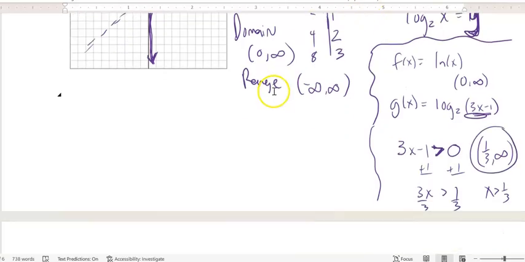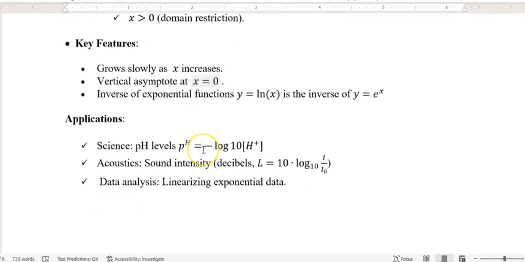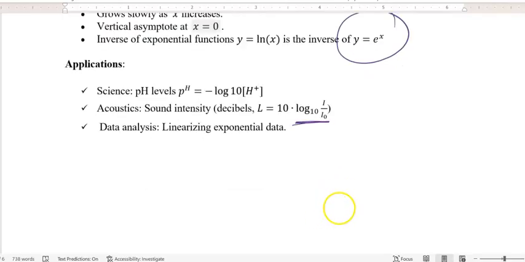Okay? So we've got some log models. We won't see a whole bunch of these. We just saw one, the Richter scale, sort of a log model. I could give you problems with these. We won't dive in as much as we do with the exponential models, but you could see some basic examples in your homework where we do some applications with logs.